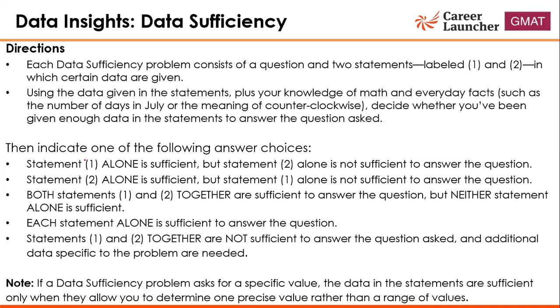Okay. So if you select A, it means statement one alone is sufficient. B, statement two alone. C implies both statements together are required. D means both are independently sufficient. And E would mean neither of these statements is sufficient. So that is how you can actually go about it.